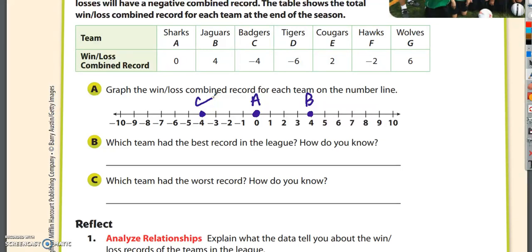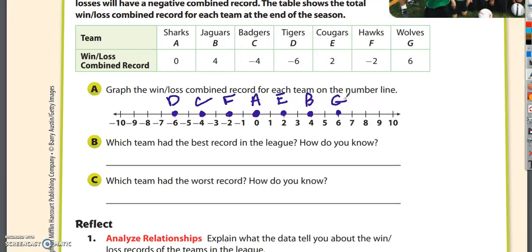The Tigers, D, are at -6. The Cougars, E, are at +2. The Hawks, F, are at -2. And the Wolves, G, are at +6. So before we go on, I want you to make sure that you have those graphed correctly, and I also want you to make sure that they are labeled with the letters.